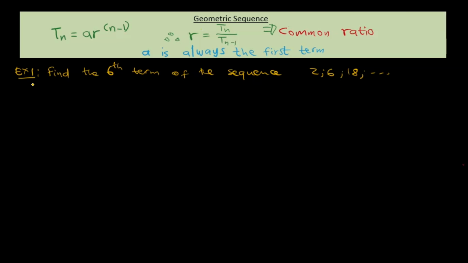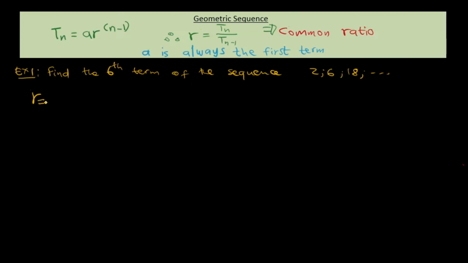Example number 1. Find the sixth term of the sequence 2, 6, 18, etc. In this case, you already know that this is a geometric sequence, so you put down your general nth term equation, which is Tn equals a r raised to (n minus 1). What do we need to calculate? We need to determine the value of r.